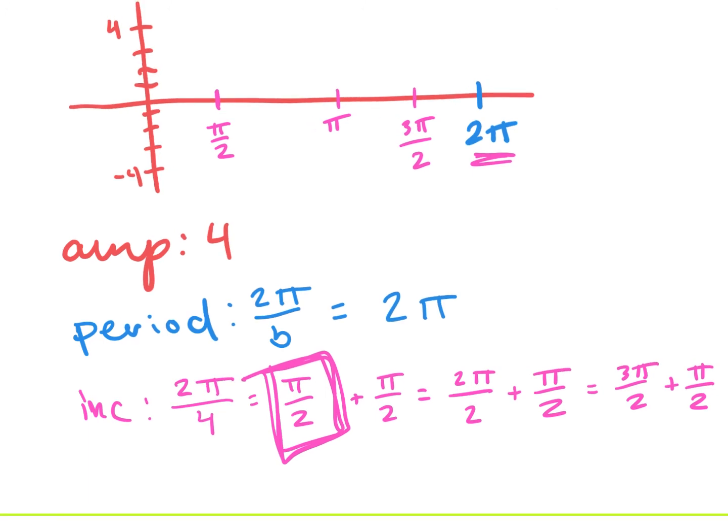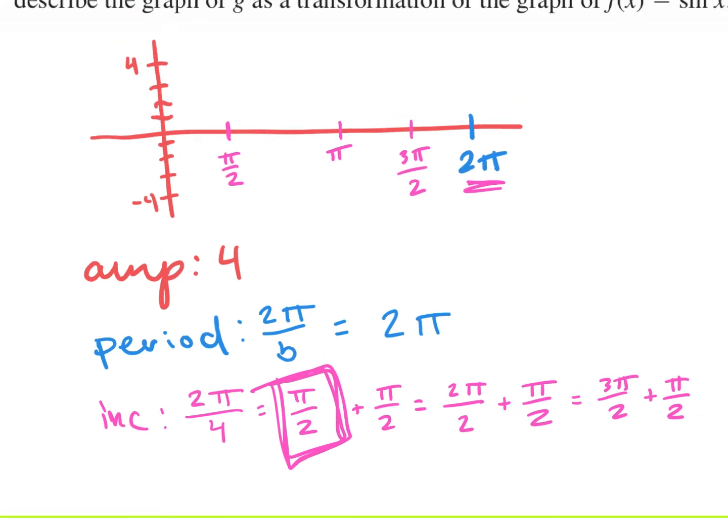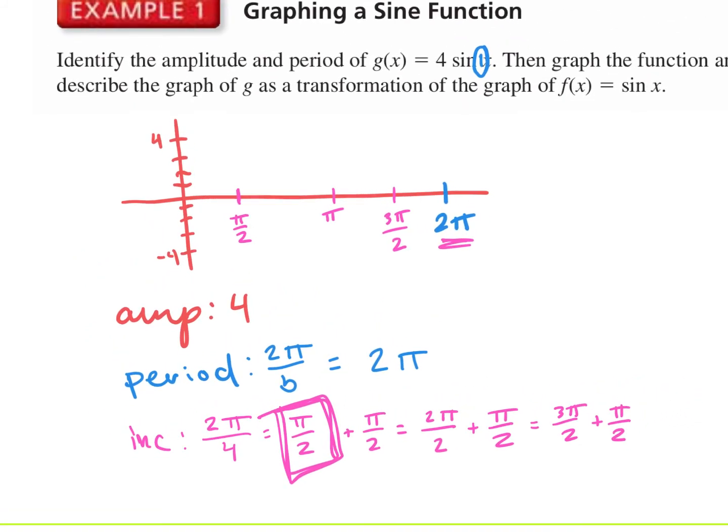Once we have our amplitude, our period, and our increments, we can go ahead and graph. So this is a sine graph. So our sine starts at 0. It always starts at 0 and then goes up. So we're going to go up to 4 at our next increment. We're never going to go past 4.